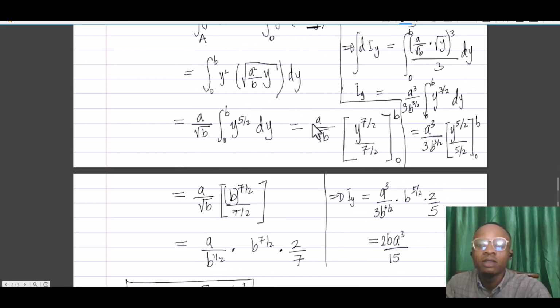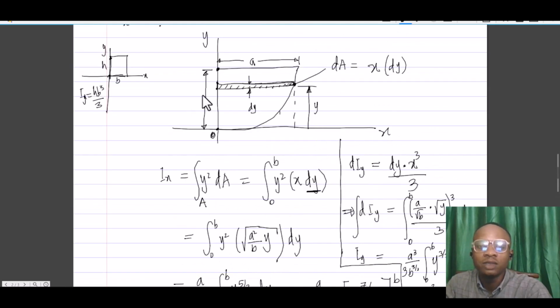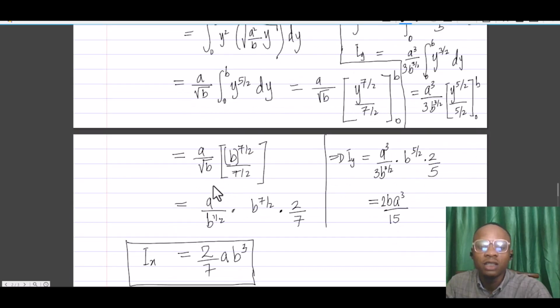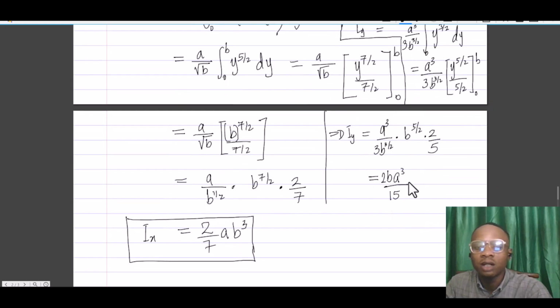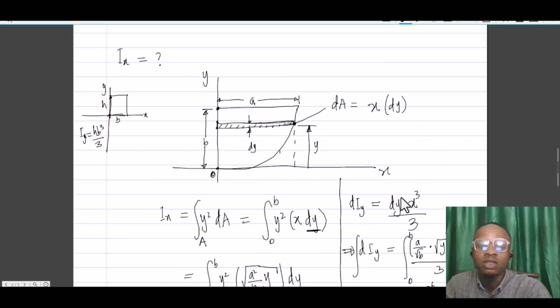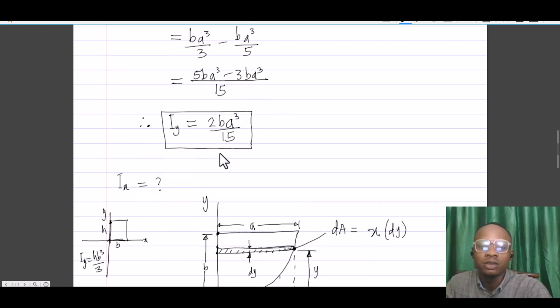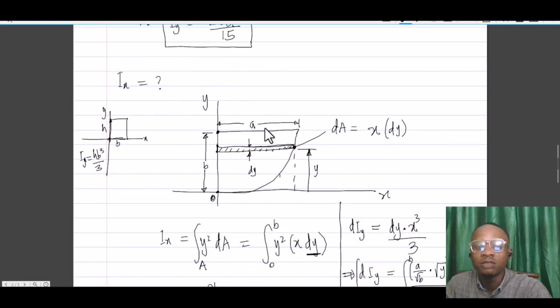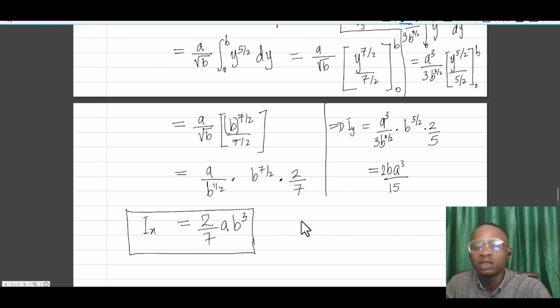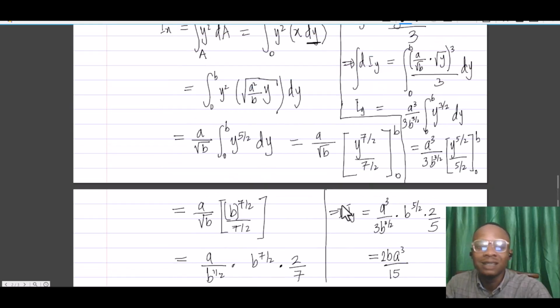You can do that. Okay, so for this case, we have used the rectangular strip which is parallel to the x-axis to get both the moment of inertia about the x-axis and the moment of inertia about the y-axis, and of course it served as confirmation for us that this is the result. This is meant to be 2ba cube over 15, and this one is 2ab cube over 7. So that is that about that.